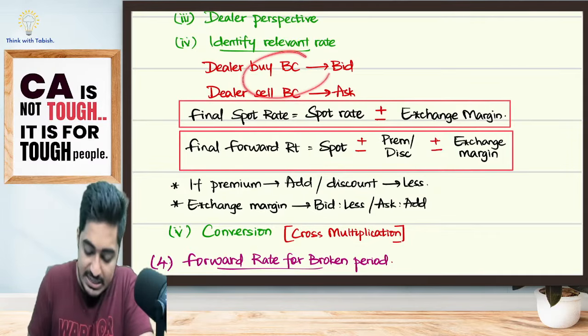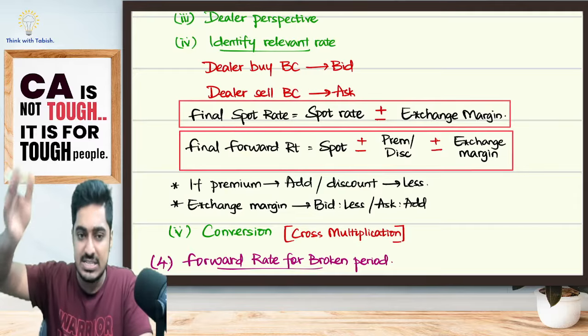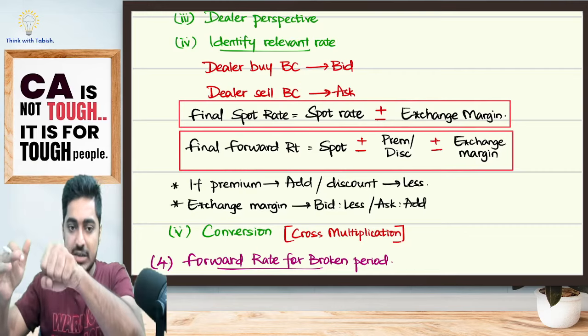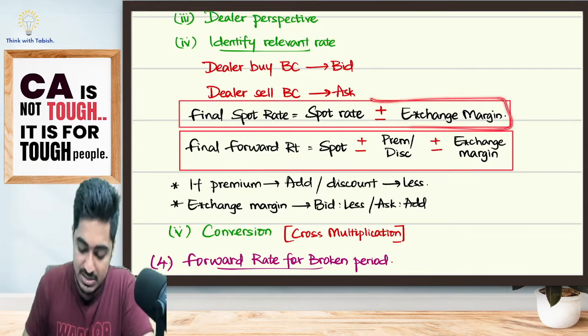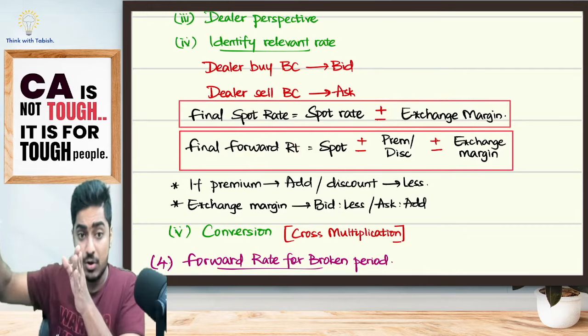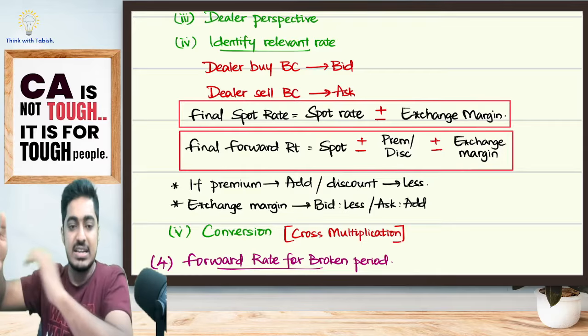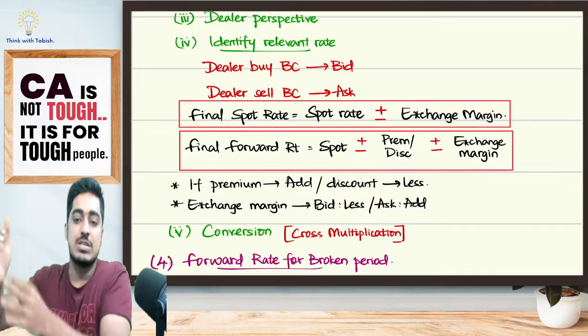Now, while we are selecting the rate, if the transaction is happening in the spot market, what is the final spot rate? It is the spot rate given plus or minus exchange margin. If the transaction is happening in the forward market, it is the spot rate plus or minus premium or discount. Premium I will add, discount I will reduce. Then again plus or minus exchange margin.